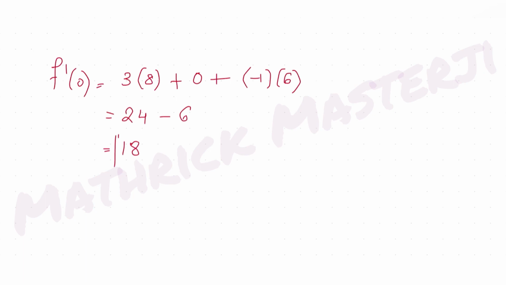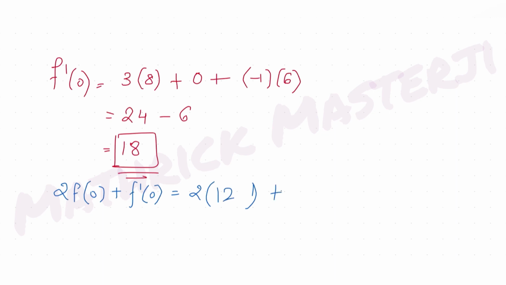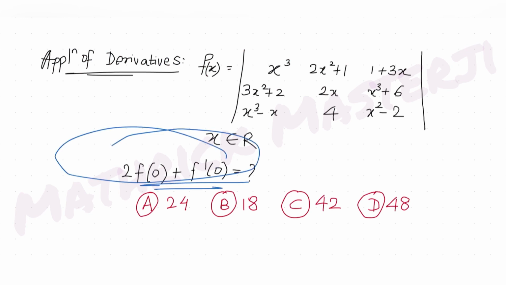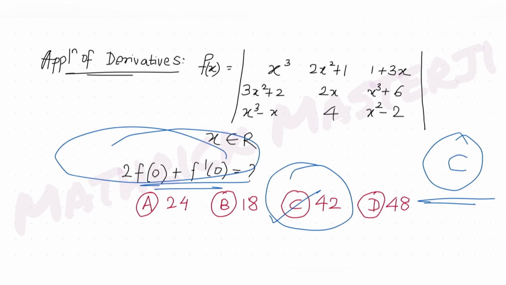You got f of 0 and you also got f dash of 0. Now let's figure out the answer for the question. So 2 times f of 0 plus f dash of 0. I know f of 0 is 12. And f dash of 0, I know it is 18. So you get 2 into 12, which is 24, plus 18, which is 42. So you get the answer to the question asked here: the value of 2 times f of 0 plus f dash of 0 turns out to be 42. That matches with option C. So C is the correct answer for the question.